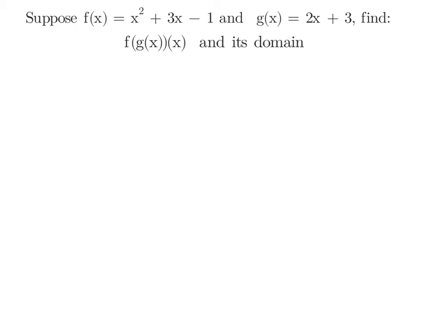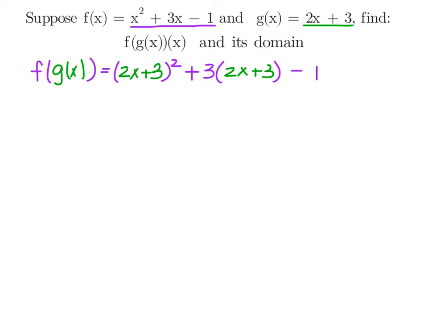So let's do another kind of example. Let's say that I have two functions. I've got f of x is equal to this quadratic and g of x, which is equal to this linear function. Let's find f of g of x, and the input will just be x. So that means that my output will be in terms of x because I'm not plugging in just a number. And let's find that function and its domain.